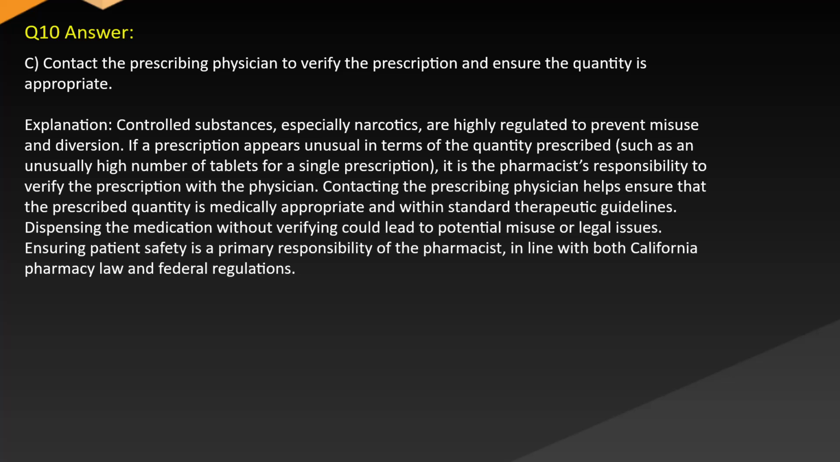Explanation: controlled substances, especially narcotics, are highly regulated to prevent misuse and diversion. If a prescription appears unusual in terms of the quantity prescribed, such as an unusually high number of tablets for a single prescription, it is the pharmacist's responsibility to verify the prescription with the physician. The prescribing physician helps ensure that the prescribed quantity is medically appropriate and within standard therapeutic guidelines. Dispensing the medication without verifying could lead to potential misuse or legal issues. Ensuring patient safety is the primary responsibility of the pharmacist, in line with both California pharmacy law and federal regulations.